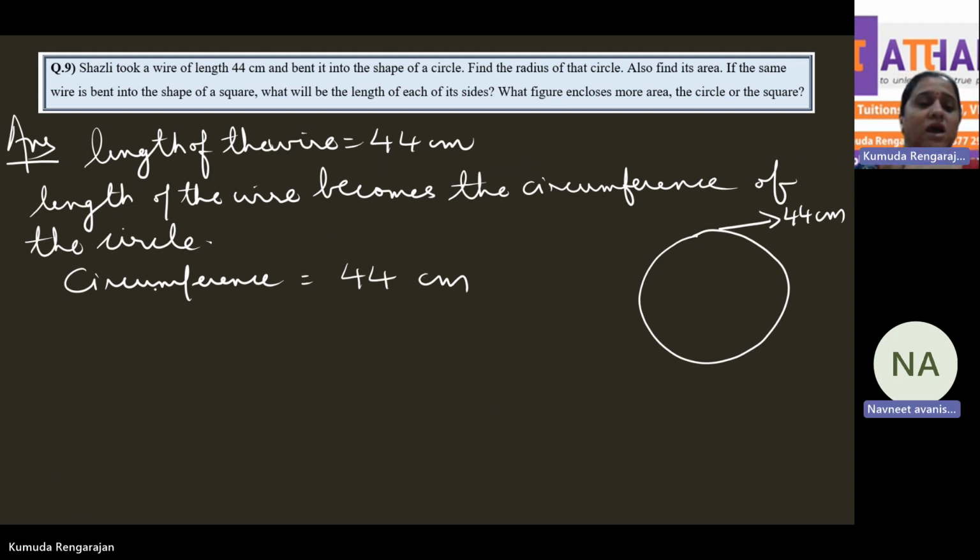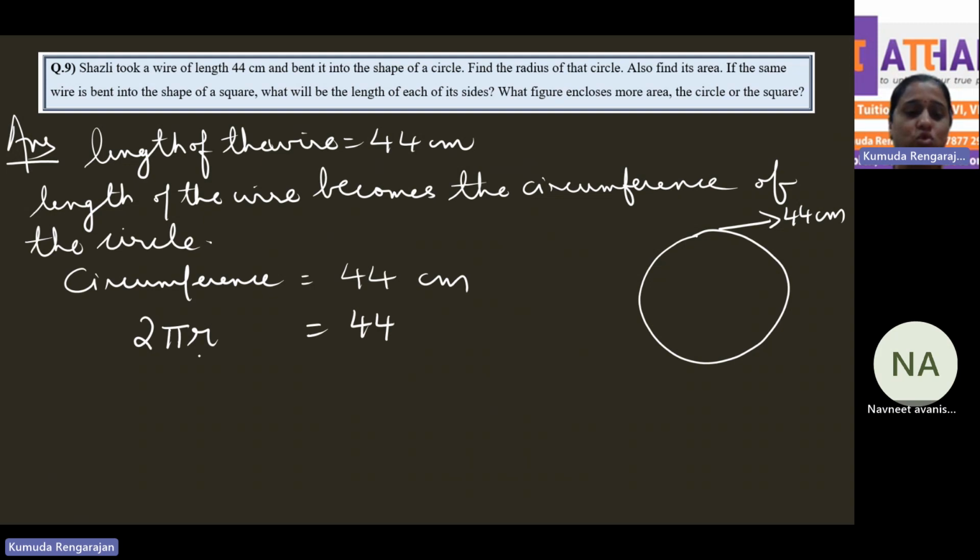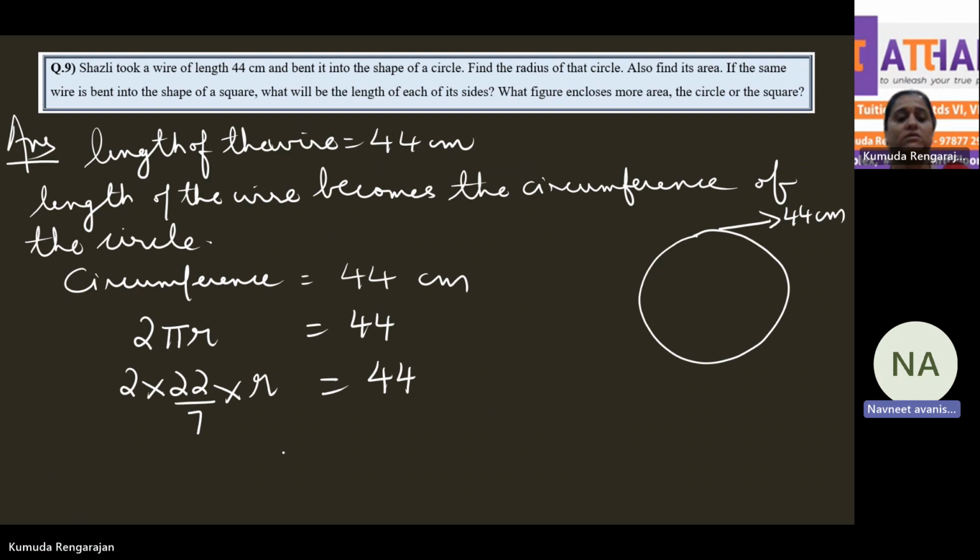Under circumference, write the formula to find the circumference. Is it pi r square or 2 pi r? What is the formula? 2 pi r. So circumference is equal to 44, which means 2 pi r is equal to 44, correct? Now 2 is 2, pi is 22 by 7, and r we don't know. We have to find the radius. So r is equal to, write 44 as it is.